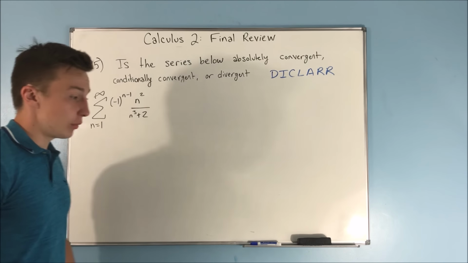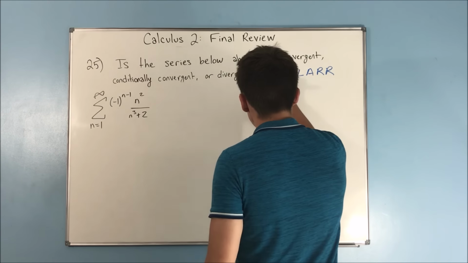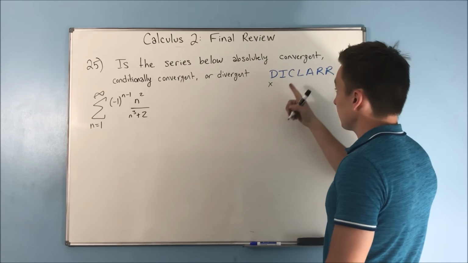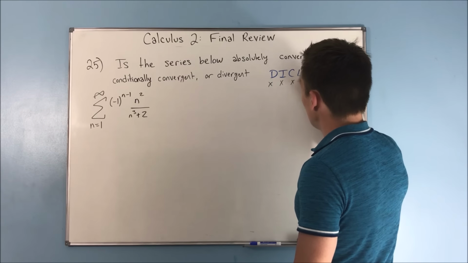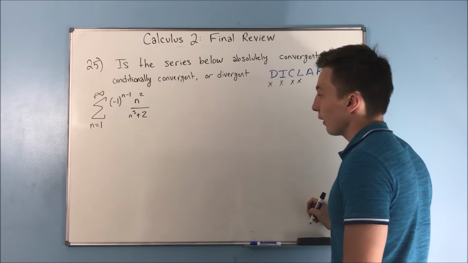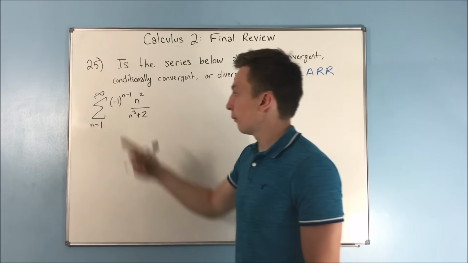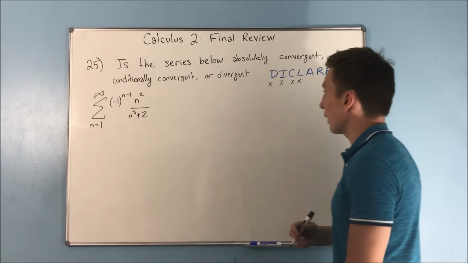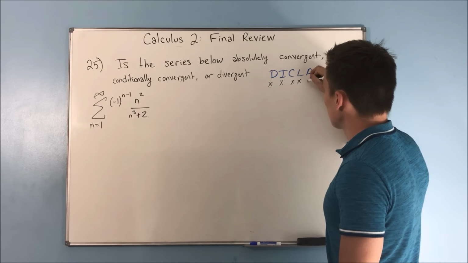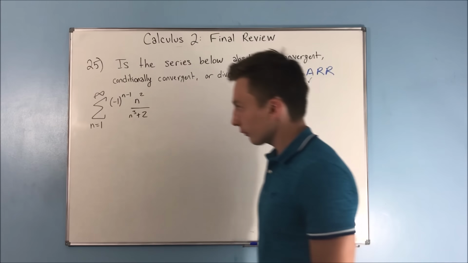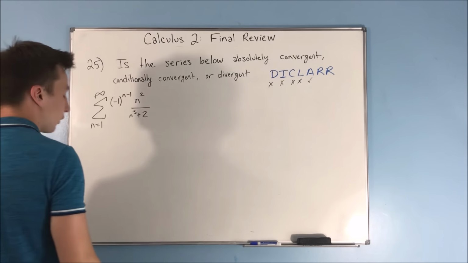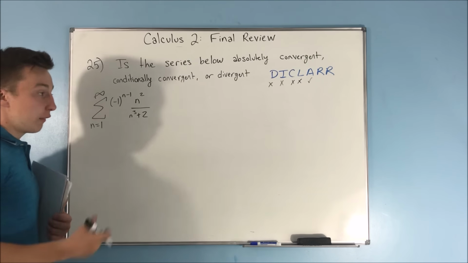Now here, we could do test for divergence, not going to work. Integral test and comparison test, limit comparison, not going to work here. Need positive terms anyway, and we don't have positive terms. We have that negative 1 to the n minus 1. So we're going to have to do an alternating series test. Let's work with that.